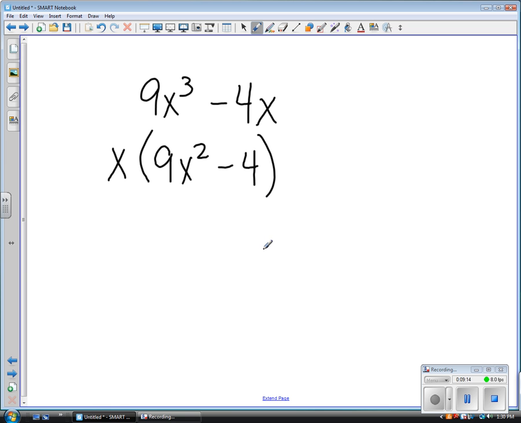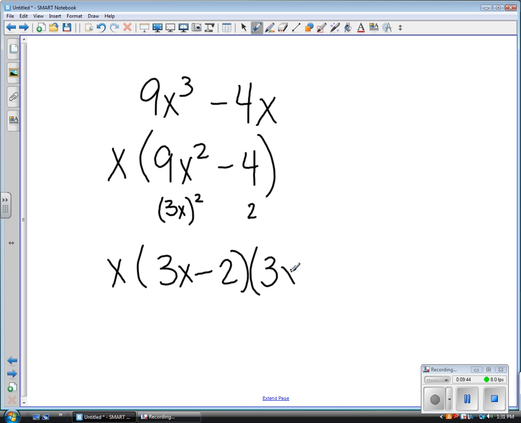Alright. Now I've created something that we had just a second ago. Look and see. Can 9x squared break down into something else? 3x squared. And what about 4? 2. It's a difference. Okay? So then, what's my answer going to look like? Okay? That x that I factored out at the beginning just kind of hangs out there and it gets multiplied back.